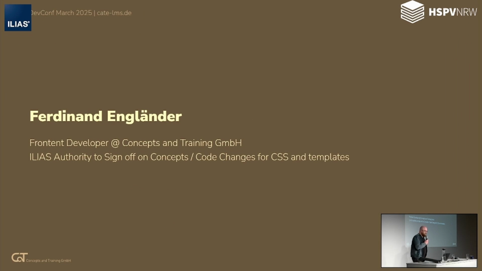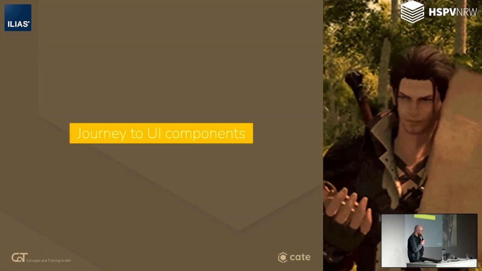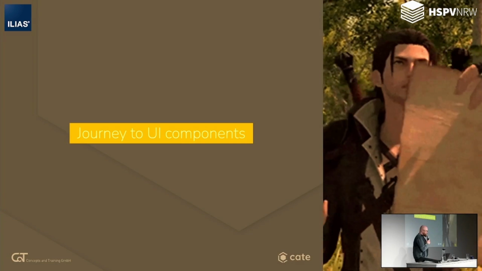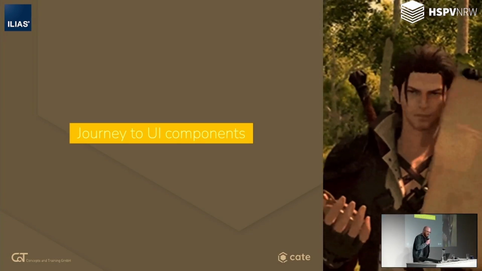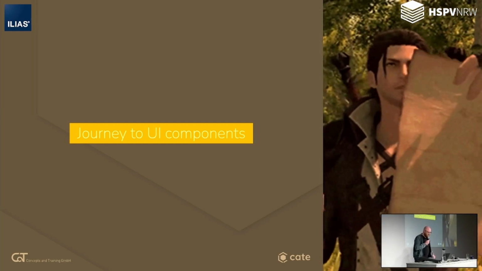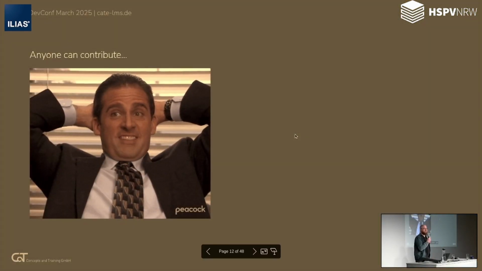My name is Ferdinand Engländer. I work for Concepts and Training as a front-end developer, and I ascended to become an ILIAS authority to sign off on concepts and code changes for the CSS part of ILIAS. And in this presentation, we're going to have a look at how we get a UI component done, the journey to have a new UI component in ILIAS, and how you can join as well.